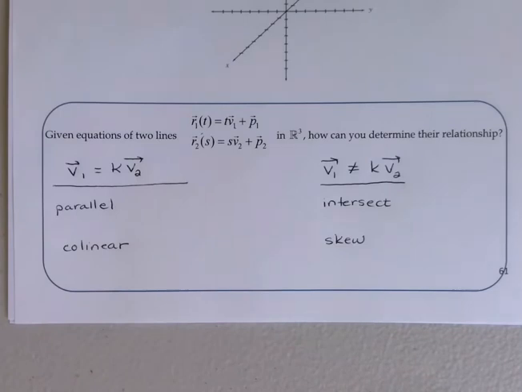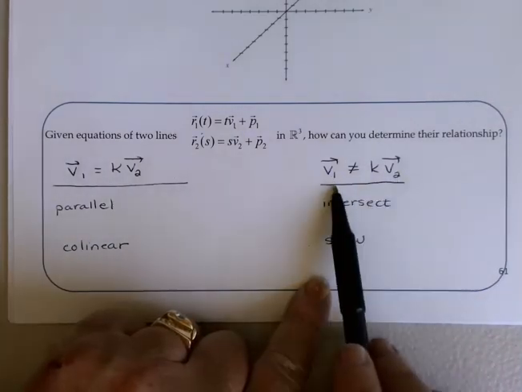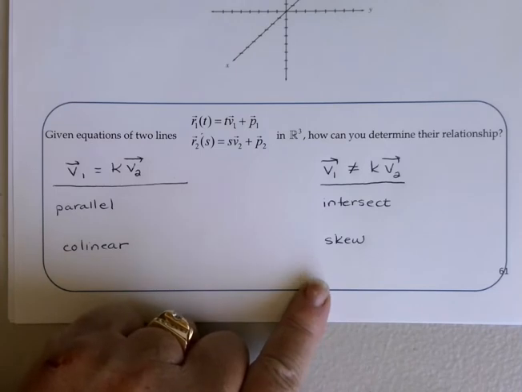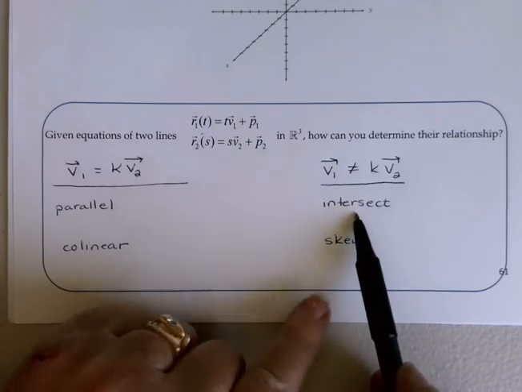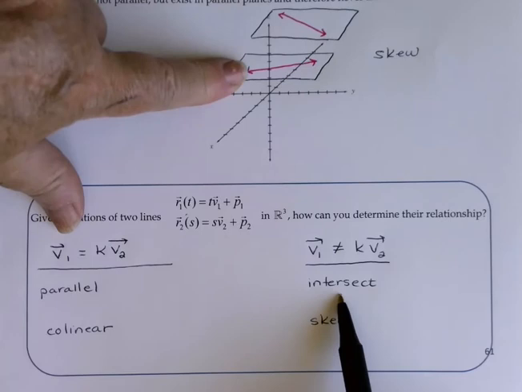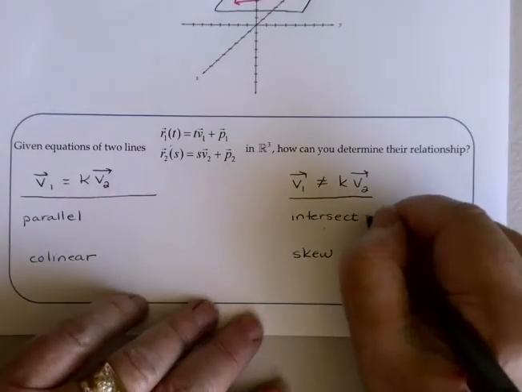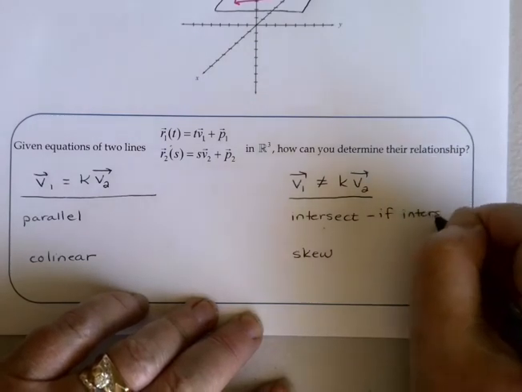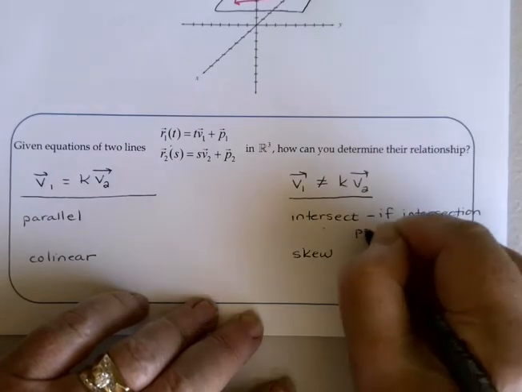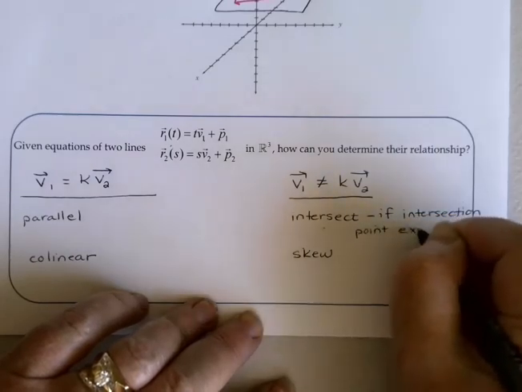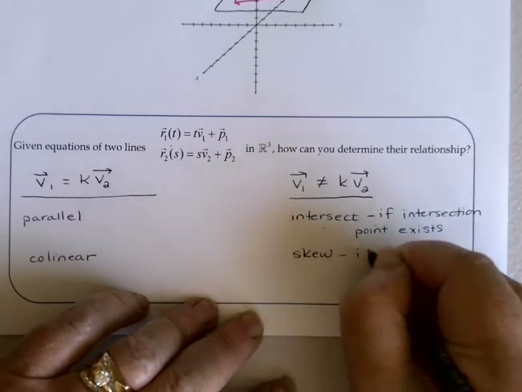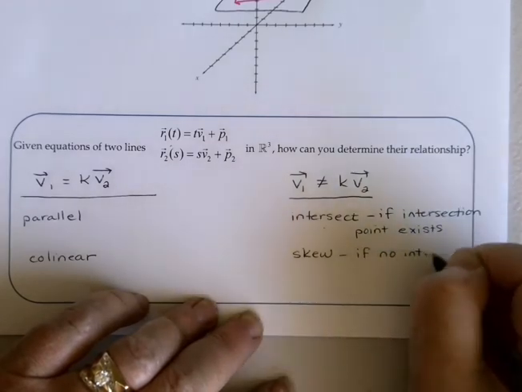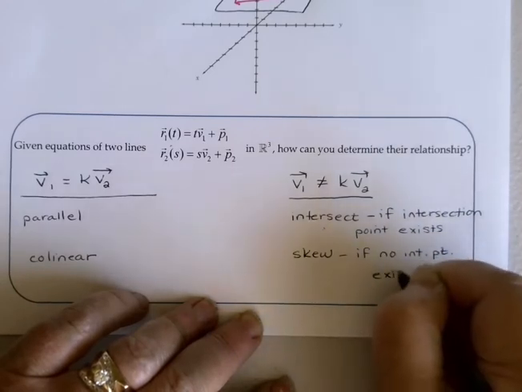It all comes down to the intersection. If I know that my lines don't have parallel direction vectors, what I'm going to do is try and find an intersection point. If I find one, then the lines intersect. If there is no intersection point, then they're skew. So intersect, this is going to sound silly, but if an intersection point exists, and they'll be skew if no intersection point exists.